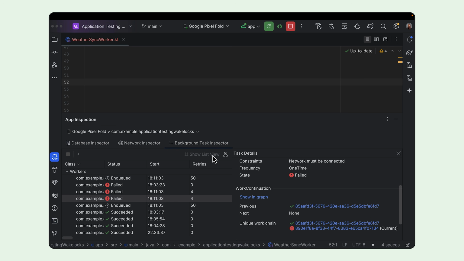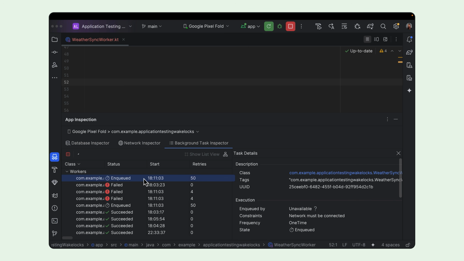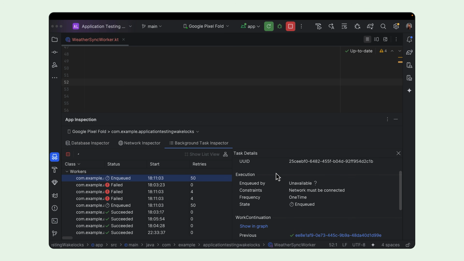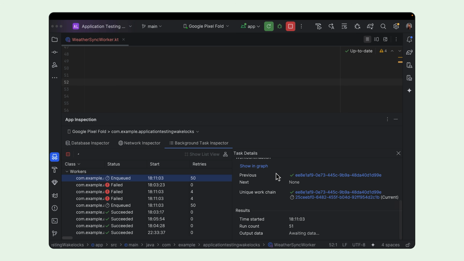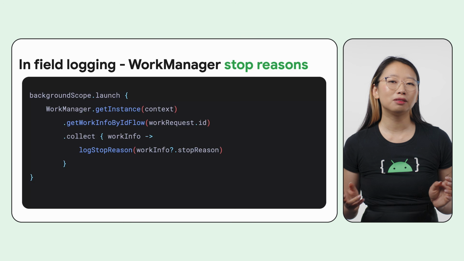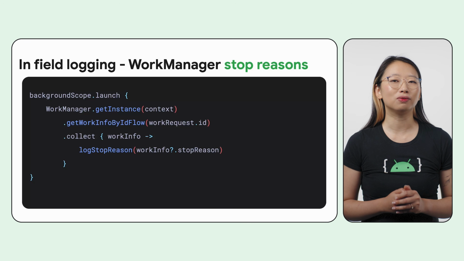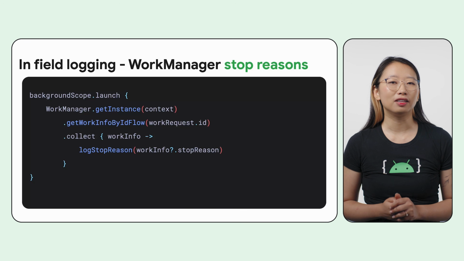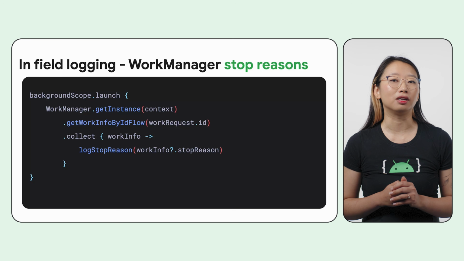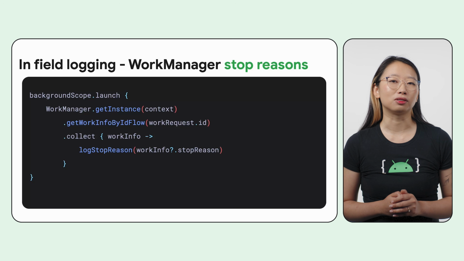For example, if a job runs for longer than 10 minutes, it will begin to time out and will be rescheduled to be executed at a later time, increasing the retry frequency. For this particular use case, it doesn't make sense for the worker to retry so often, so I'll need to debug exactly why the retries occur. For debugging in-field issues with excessively running workers, I can also use the API getStopReason available in WorkManager 2.9.0 and above and in Job Scheduler on API level 31 and above.